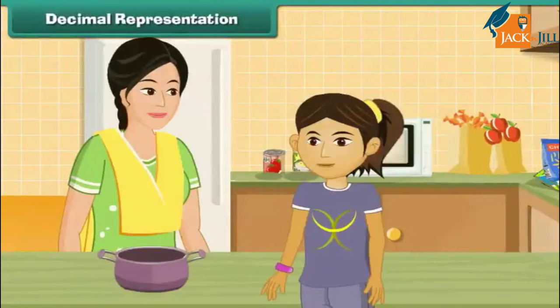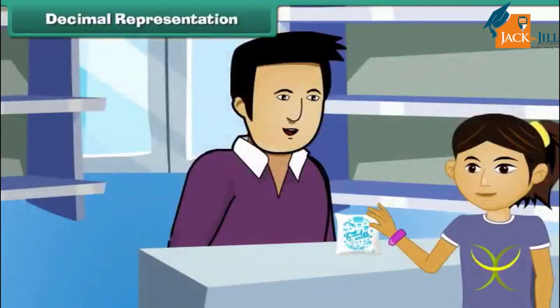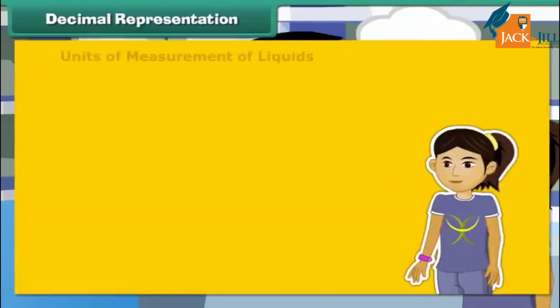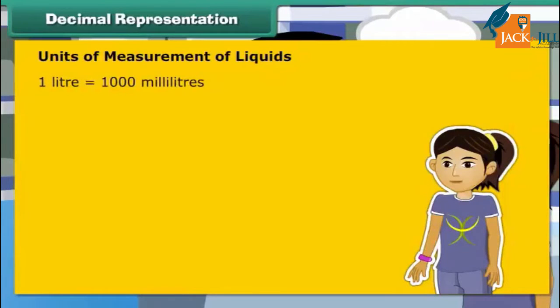Savita's mother asked her to get a half-liter milk pouch from Mother Dairy. When she went to buy it, the person at the booth handed her a 500 ml pouch. Savita was confused. Is 500 ml the same as half-liter? To be able to answer this question, we must first understand the units used to measure liquids. Take a look. 1 liter is equal to 1000 milliliters.